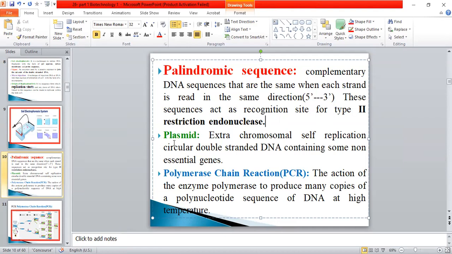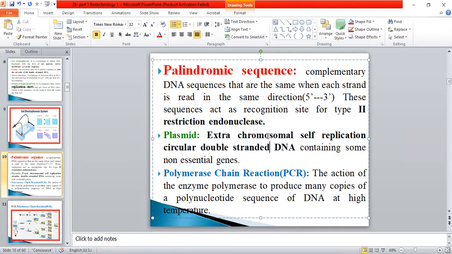Next one is a plasmid. Already told you, the plasmid is nothing but an extra-chromosomal self-replicating circular DNA molecule. This is very, very important. Extra-chromosomal self-replicating circular double-strand DNA containing some non-essential genes is called plasmids. Don't forget, it's mostly found in E. coli or some other lower bacteria also. And plants also have plasmids, but it is extra-chromosomal. What is the meaning of chromosome? It contains the genetic sequences of the particular organism. So that is very, very important, my dear.